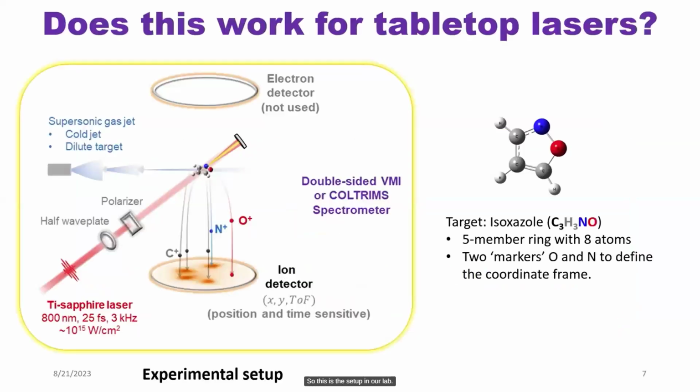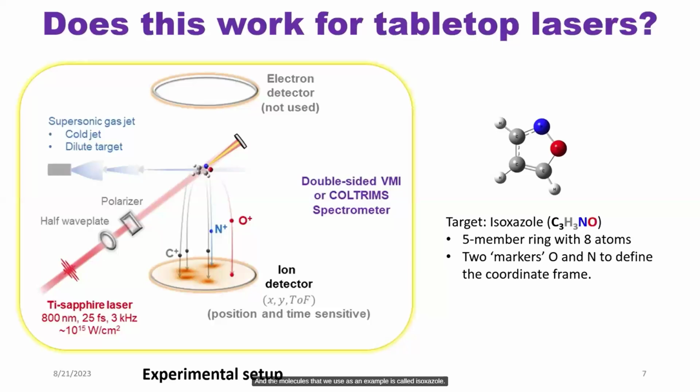Okay, so this is the setup in our lab. We use a very standard Ti:sapphire laser, 800 nanometer, 25 femtosecond, running at 3 kilohertz. We focus the laser to a peak intensity around 10 to the 15 watts per centimeter squared, and then it interacts with our molecular sample. Normally we look at one molecule at a time, and we dissociate the molecule into multiple fragments, and we measure with a position and time sensitive detector. Basically, what does it mean? We can retrieve the full 3D momentum information of each fragment later on.